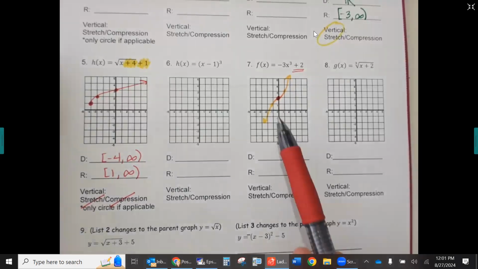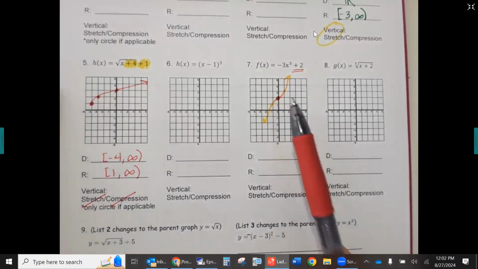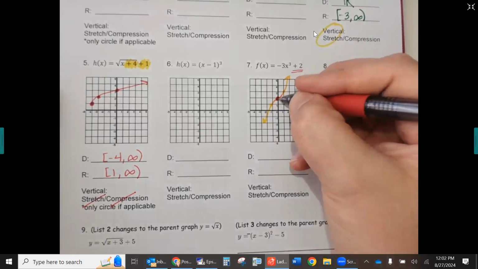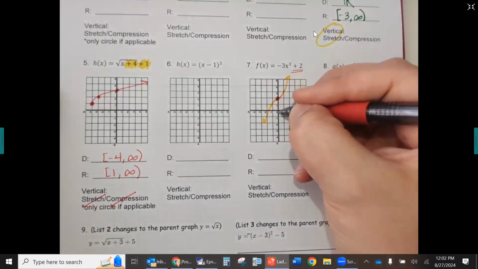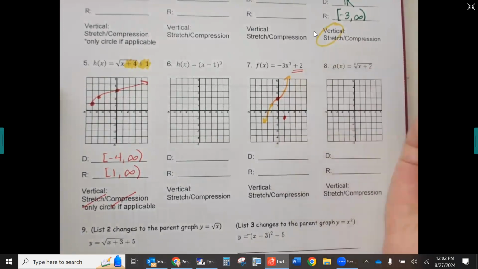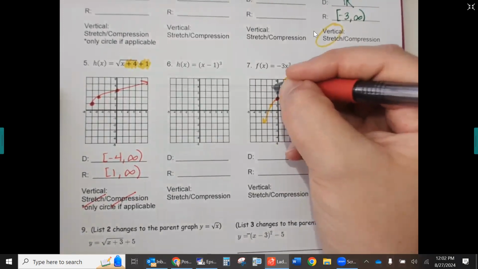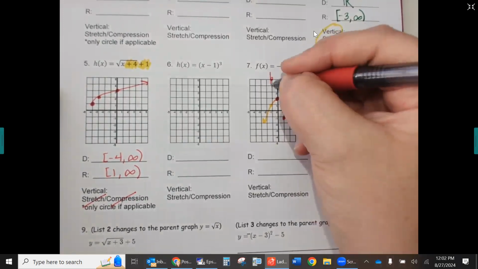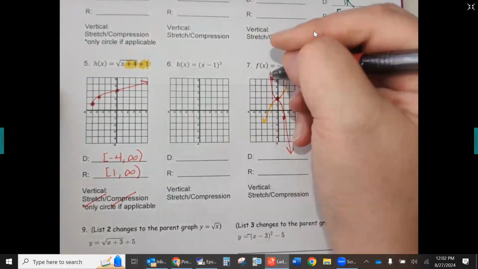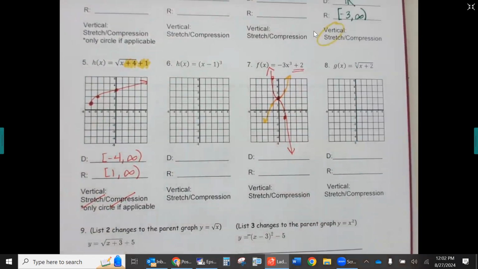So let's draw yours. Ready? Start at your center dot, which is up 2. And you're gonna, instead of going up 1, you're gonna go down 3. And then 1, 2, 3 this way. So your squiggle's upside down like that. Okay? The yellow is the original. That's what the parent function's gonna look like when I give you that sheet. But then you need to know how to change it.